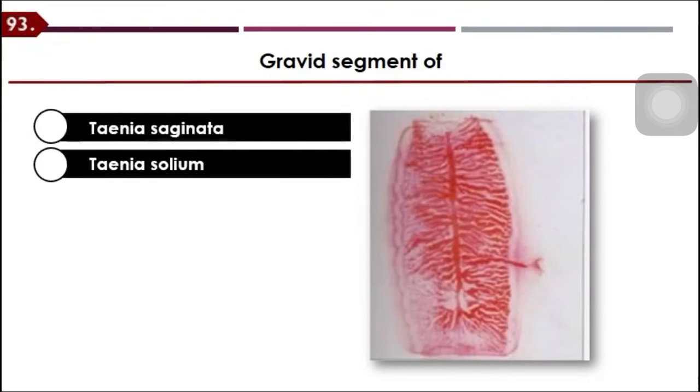This is the gravid segment of another one. Given the following plate, again, visualization of India ink into the lateral genital pore, 15 to 30 branches. Taenia saginata or Taenia solium? Of course, that's Taenia saginata. Number 93, letter A.